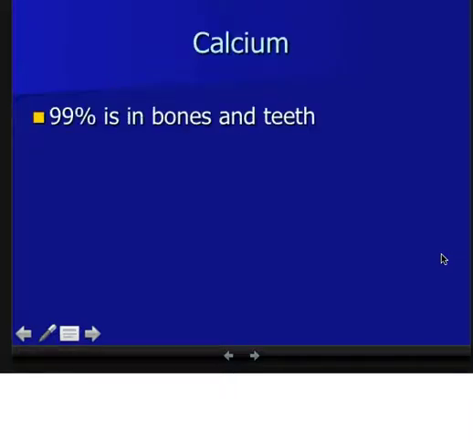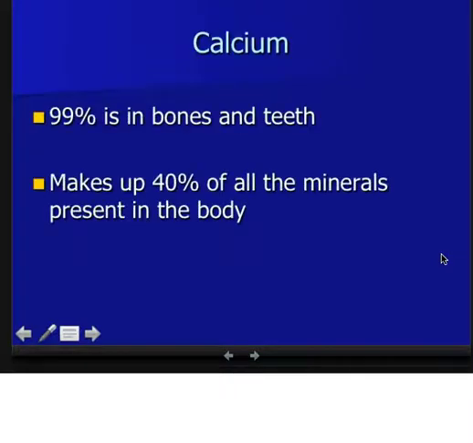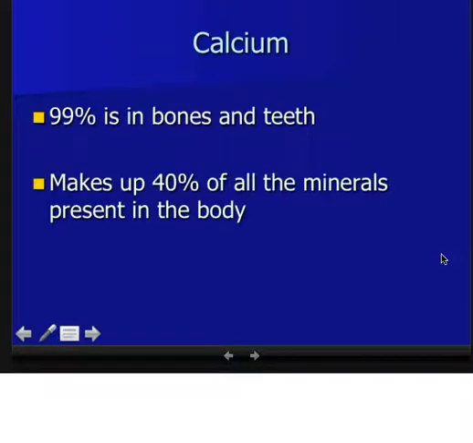Okay, calcium. 99% of it is found in the bones and the teeth, and it makes up about 40% of all the minerals present in the body. It is a structural component of mineralized bone, and as a result, your skeletal system serves as a mineral storehouse of calcium, of phosphate, but also of trace minerals as well. It lends hardness to the skeletal system. Calcium phosphate is the chemical form in which we find most of the calcium in the body.